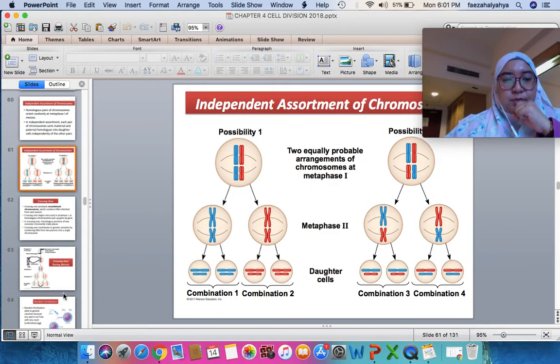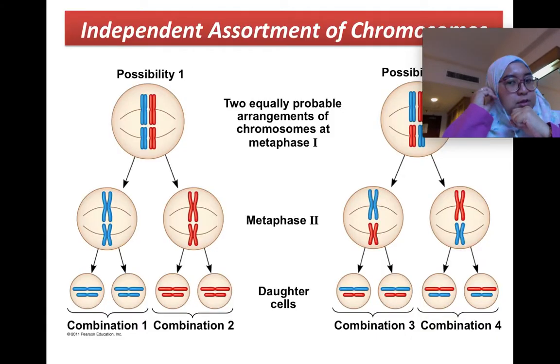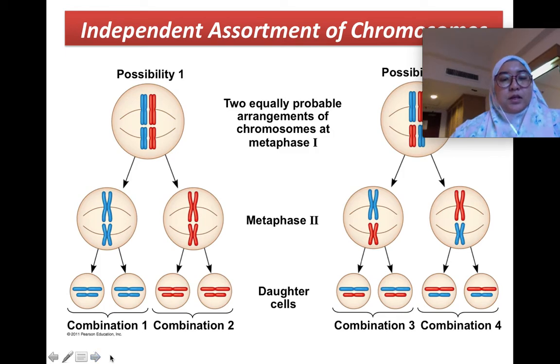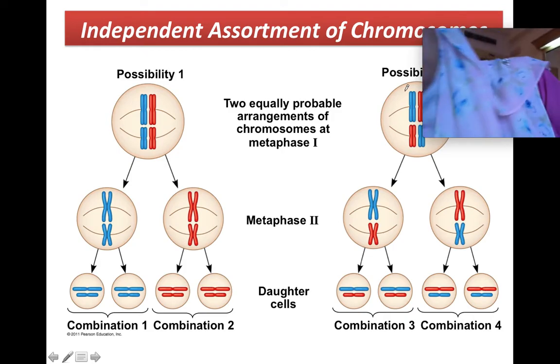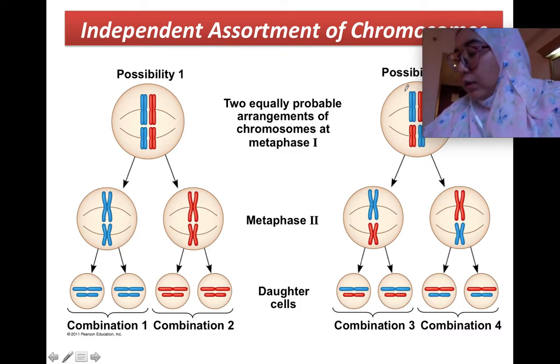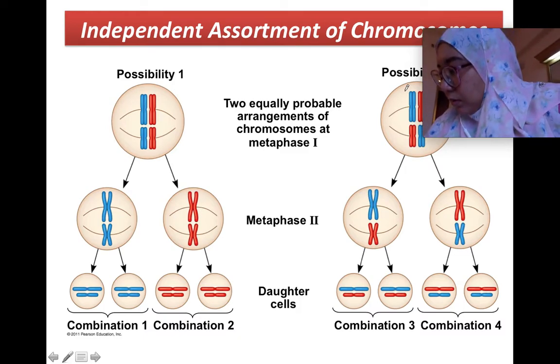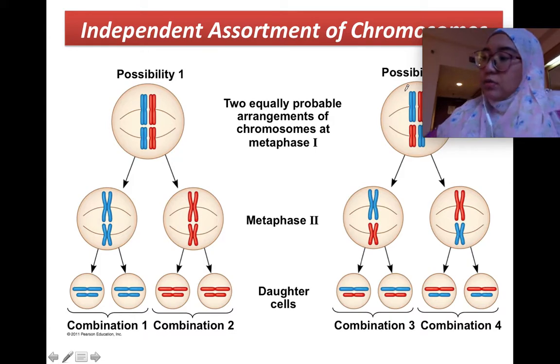Okay, sorry. Possibilities, we have different possibilities. So, this is because of the independent assortment. Sebenarnya bukan 2 saja. Ada banyak possibility. Kalau this is 2n equals 4, kalau kita ada 46 kromosom, 2n equals 46 kan. So, kita ada banyaklah possibility kita boleh ada kat situ. Macam mana nak kira possibility tu? I think ada dalam manual dia bagi tahu. Possibility during independent assortment, muka surat 104.